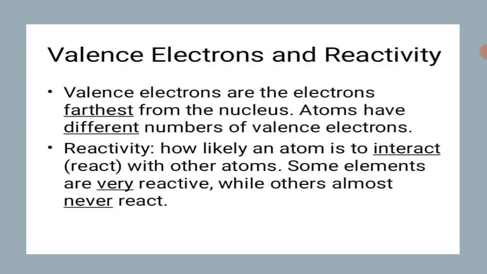Valence electrons and reactivity. Valence electrons are the electrons farthest from the nucleus. Atoms have different numbers of valence electrons. Reactivity: how likely an atom is to interact or react with other atoms. Some elements are very reactive while others almost never react.